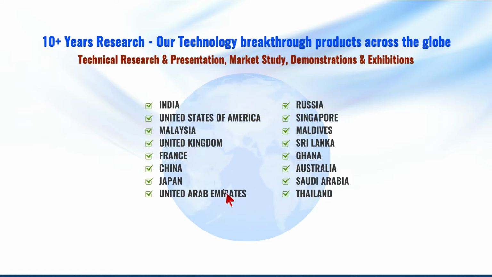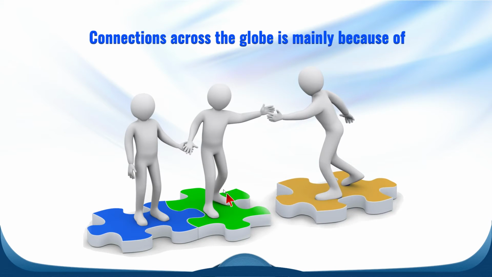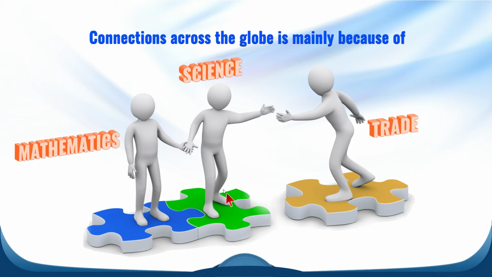We came across a few interesting observations which led to a conclusion that connections across the globe are mainly because of mathematics, science, and trade. Why mathematics and science? Mathematics and science help you to invent, whereas trade brings money, which in turn spurs the economy.